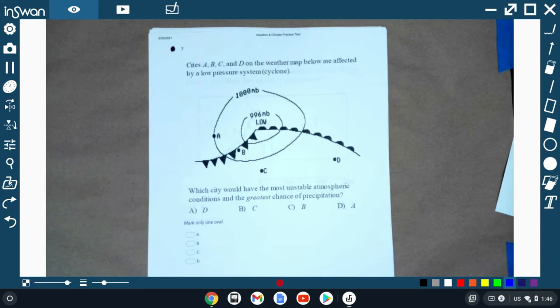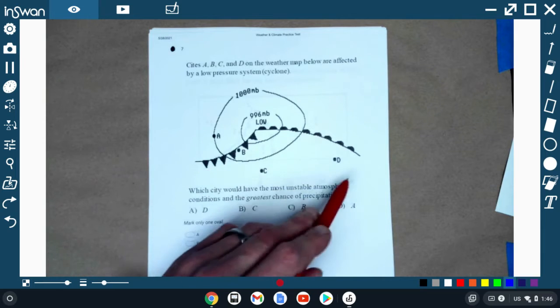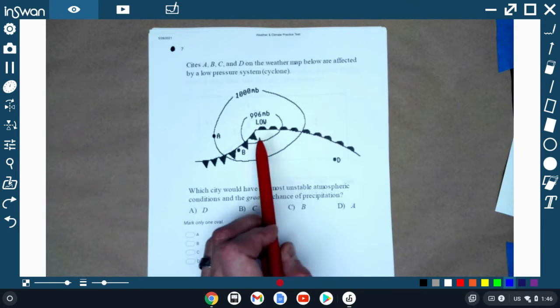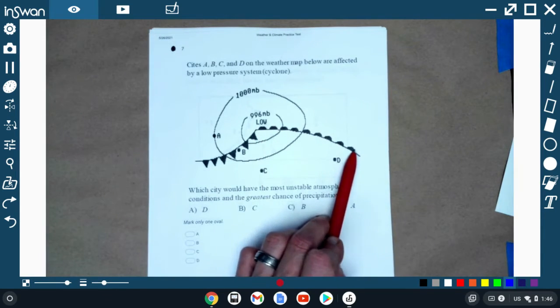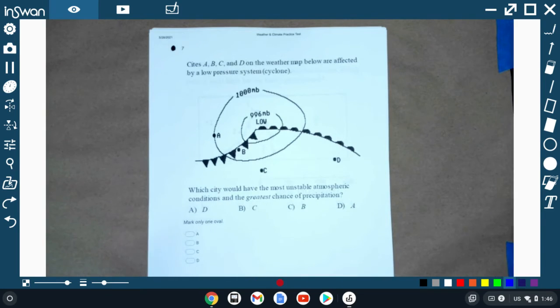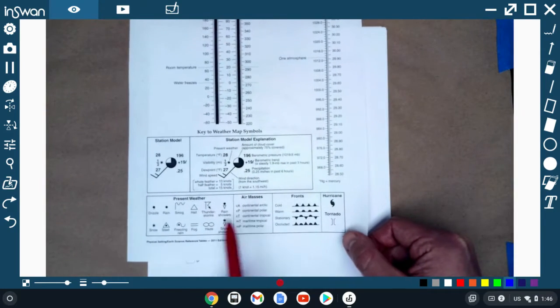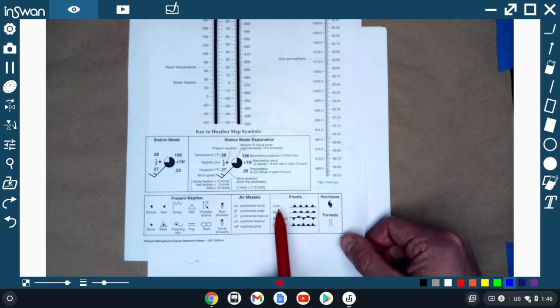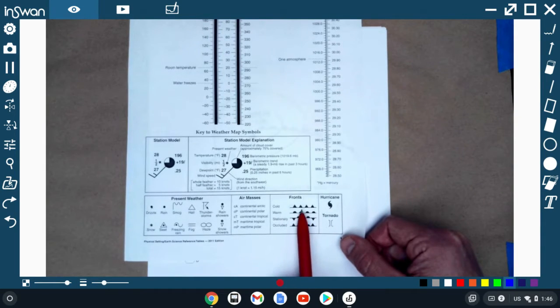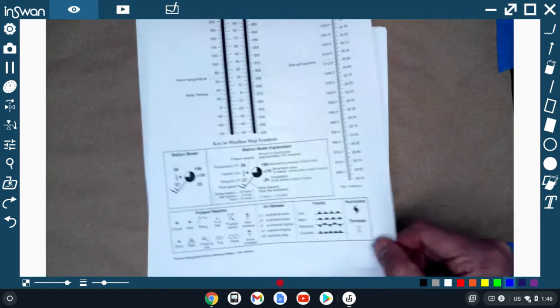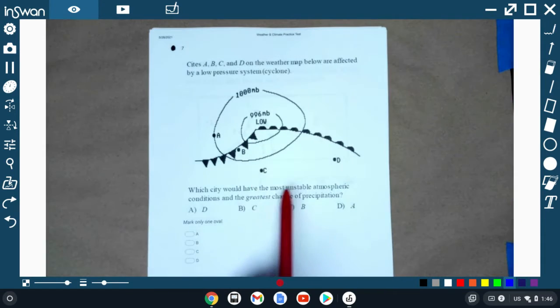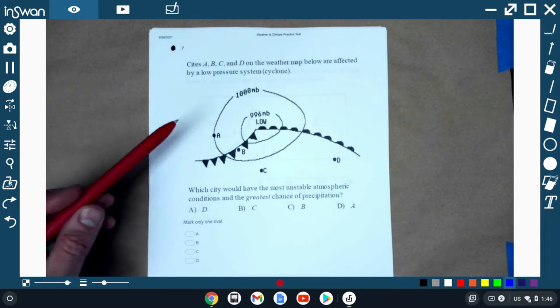Number 7, we have a little weather map here. We have some different stations, A, B, C, D. We have our low pressure. We have these half circles, and then we have the triangles, and if you forget what those are, you can look to your reference table. The half circles are a warm front, and the triangles are the cold front. Behind the cold front is going to be cold air. Behind the warm front will be warm air. So it will be warm back here, and cold back here.